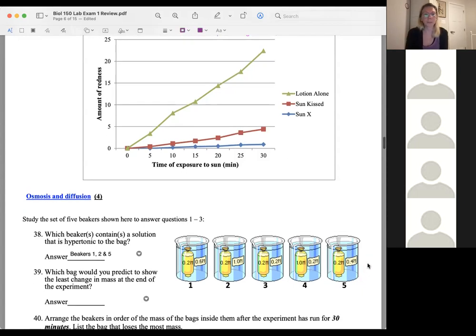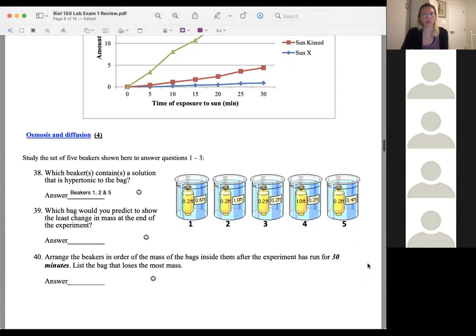I'm sorry, I just have one question. So is the water going to move inside the bag or outside the bag? In 1, 2, and 5, water is always going to move into a hypertonic solution because water wants to dilute anything that's hypertonic. So it's going to move out of the bag and into the beaker. So it always goes from lower solute concentration to a higher one?